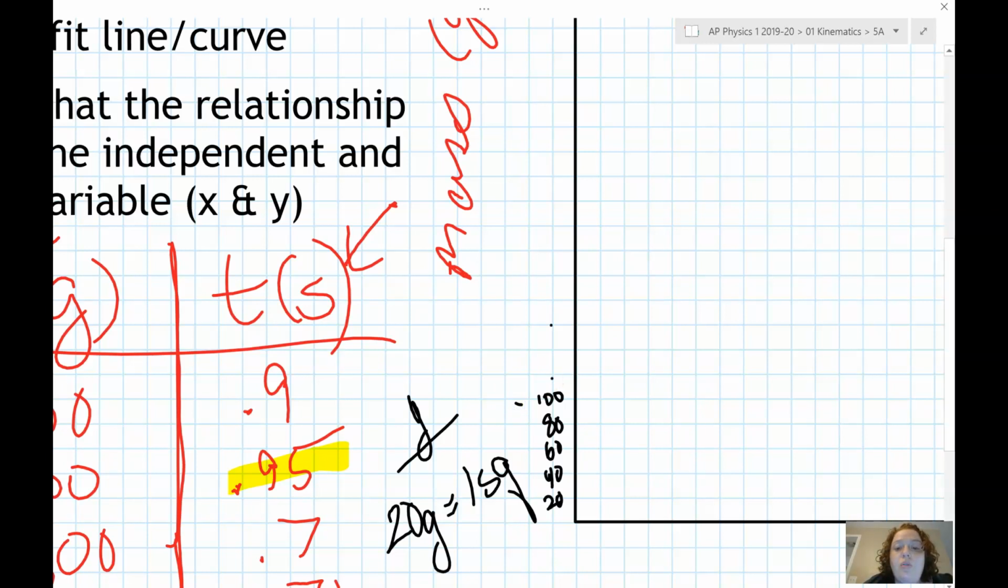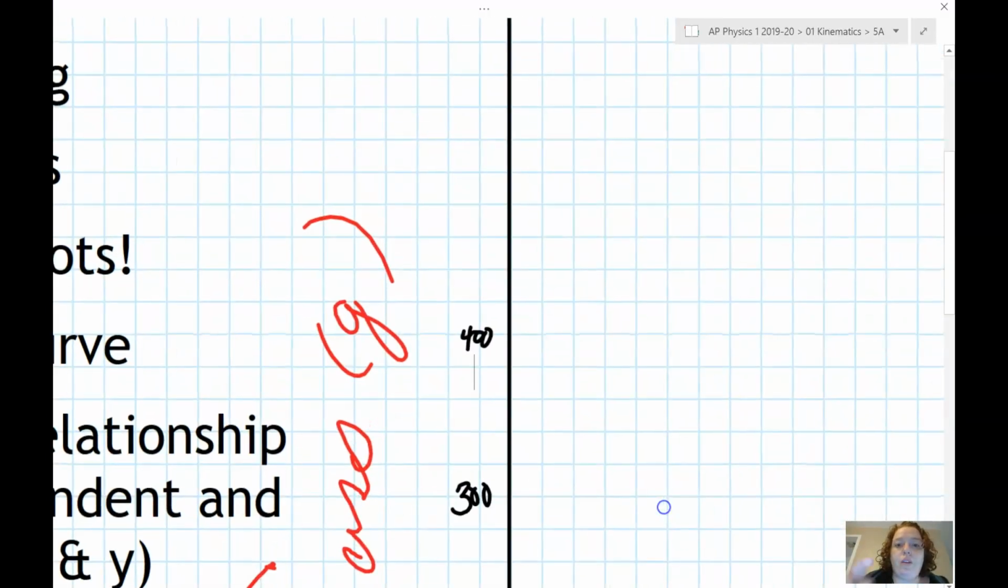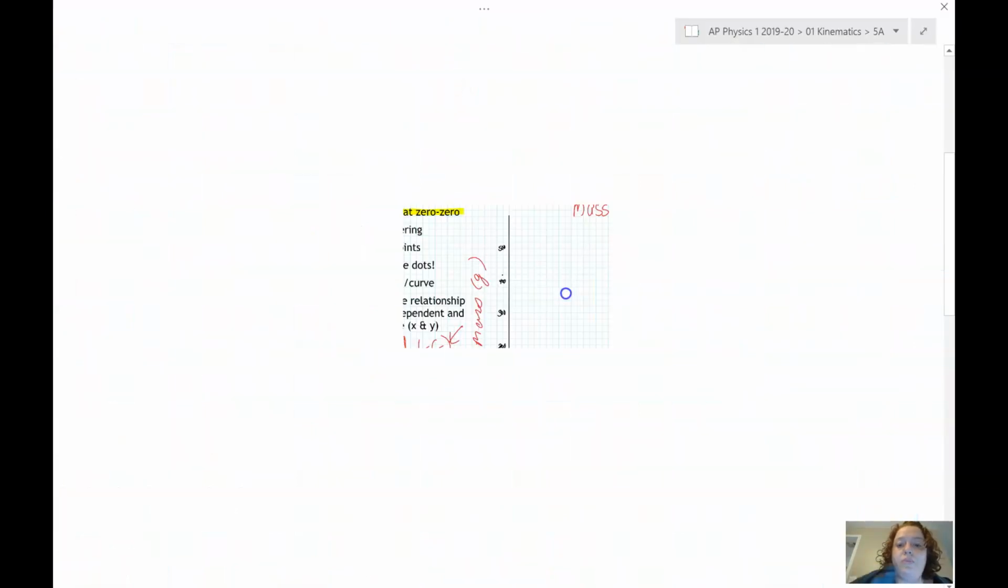So 1, 2, 3, 4, 5. There's our 200. 1, 2, 3, 4, 5, 300. 1, 2, 3, 4, 5, 400. I'm going to take this off, zoom in a bit, and then we're going to take our last bit. 1, 2, 3, 4, 5, 20, 40, 60, 80. There's our 500.